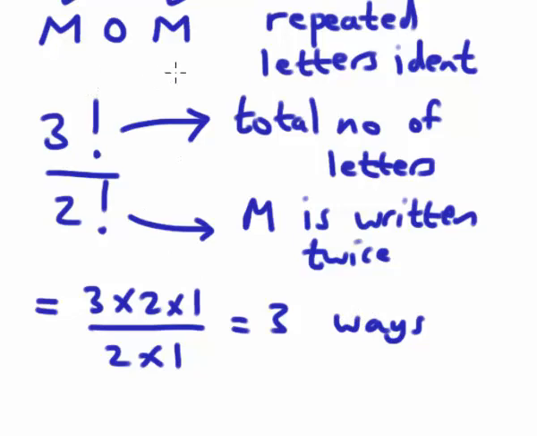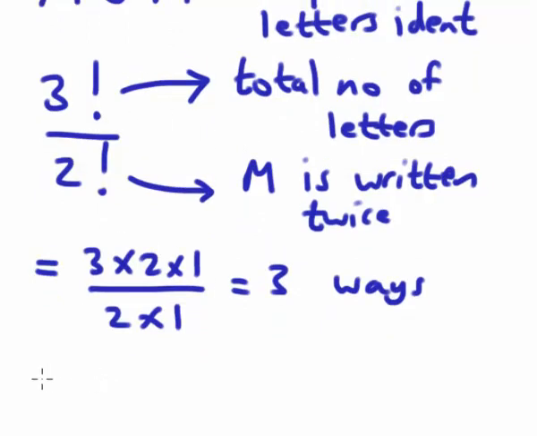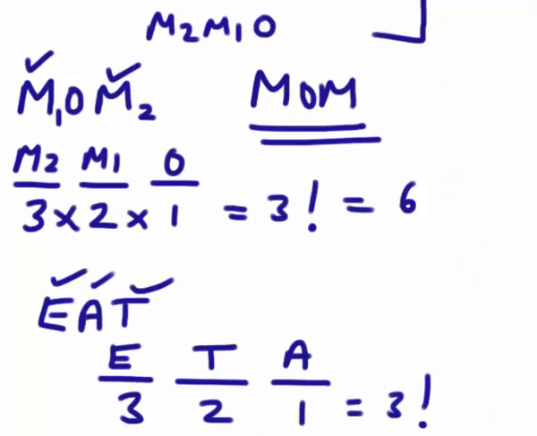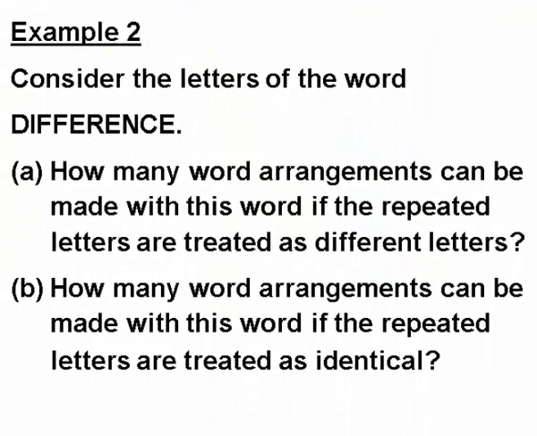If the letters are different, then it's 3 factorial. Look at A there, 3 factorial. Now let's do another example just to clarify this quickly.